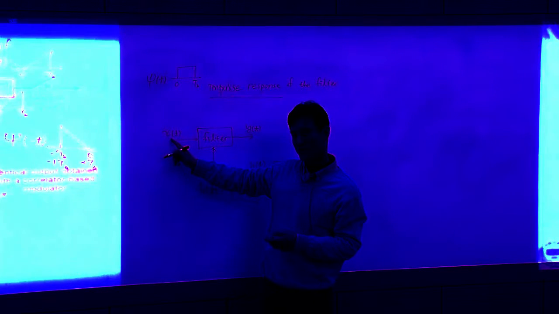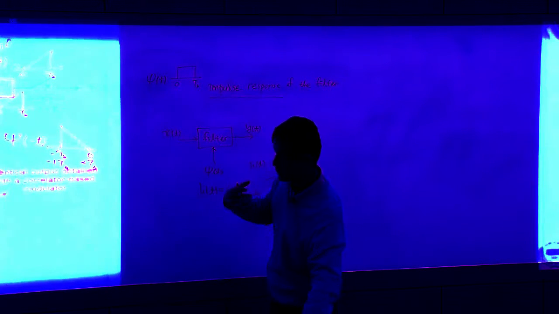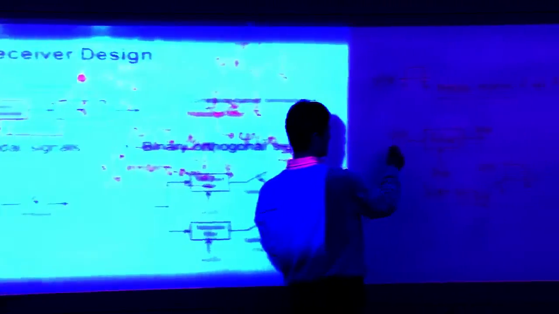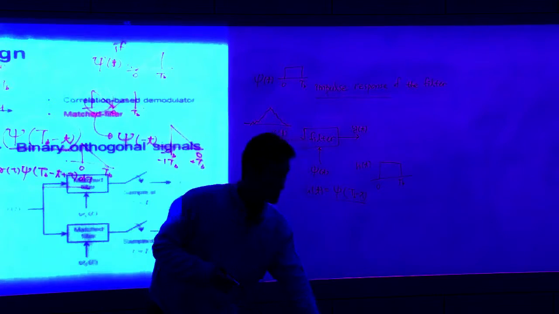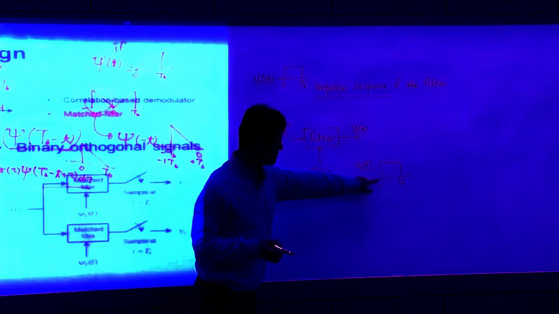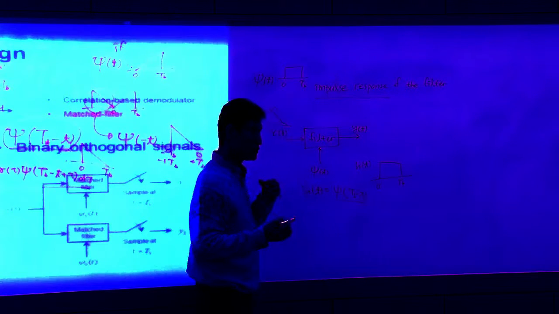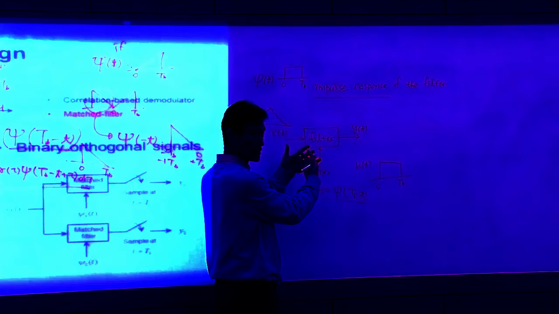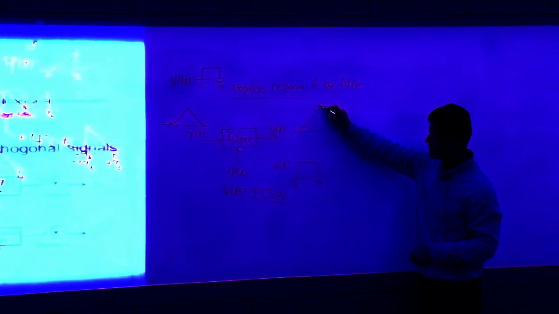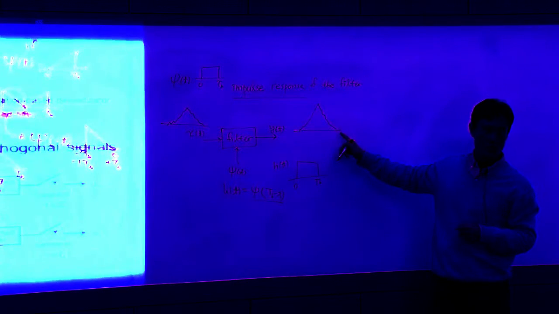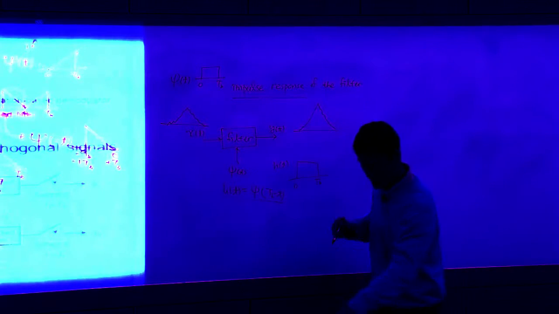And what is my input to the filter? This is r t. My input is r t. So let's say my input looks like this. That is my input. This is the impulse response of the filter. So now we are going to do convolution between these two. Then what are you going to get? At y t, you are going to get something like this, and this looks exactly the same as the previous correlation output.